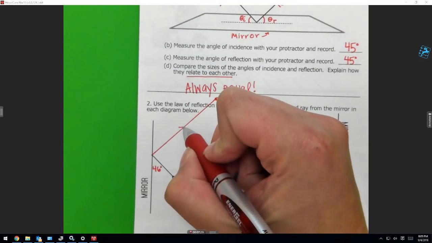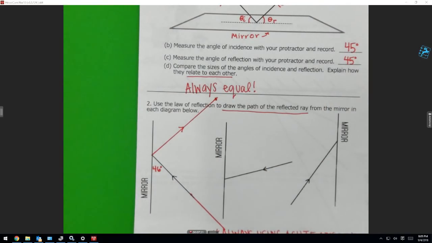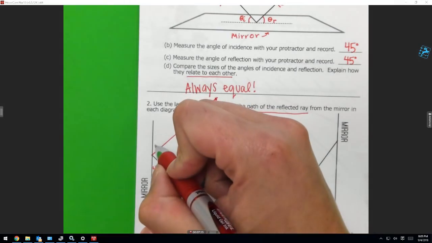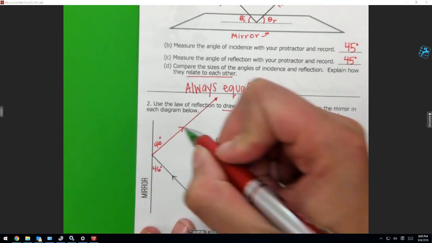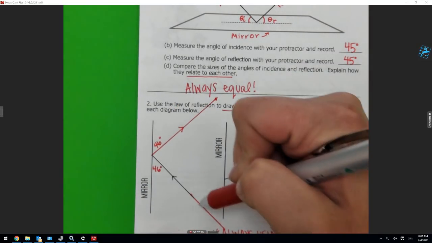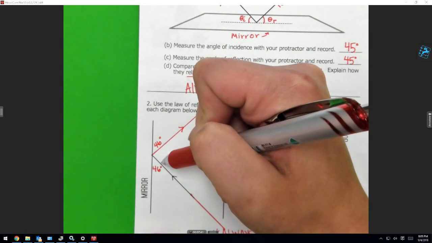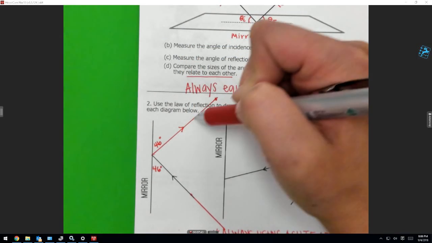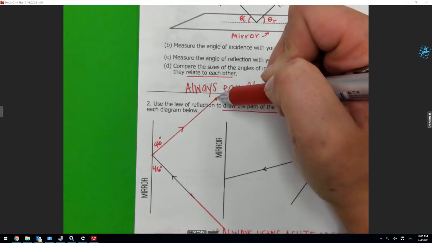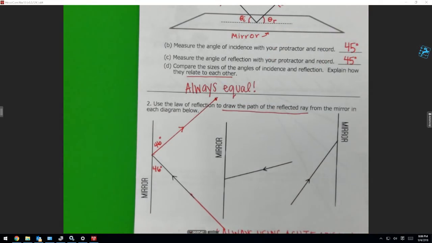Again, you want to draw an arrow in the middle of it, not at the end, which is kind of weird, but remember if it's at the end it's hard to measure. And then I'm going to label this as 46 degrees as well. So this is your incident ray because it's going in towards the mirror. This is your reflected ray because it's being reflected off your mirror. So pause the video, try the next 2.